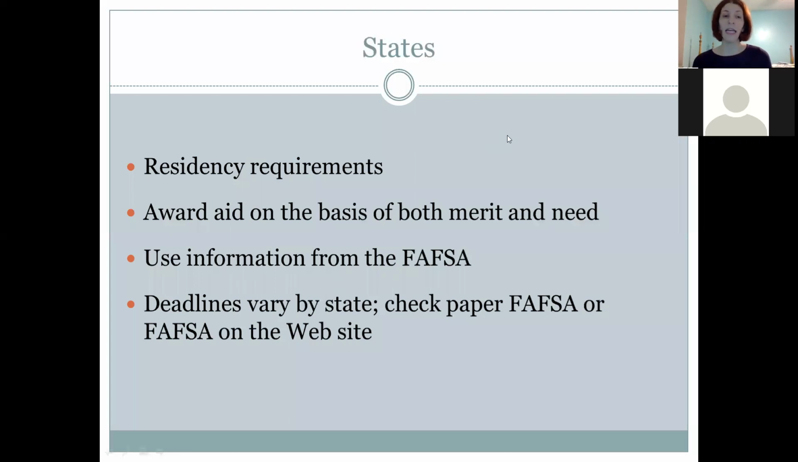Those are the main federal programs. Then we're moving on to states. So as I stated before, if you're a New York State resident attending a New York State school, you might be eligible for some of the state grants. The biggest program, of course, is the Tuition Assistance Program, or TAP, as you'll hear it often called. This one does have a specific income requirement.